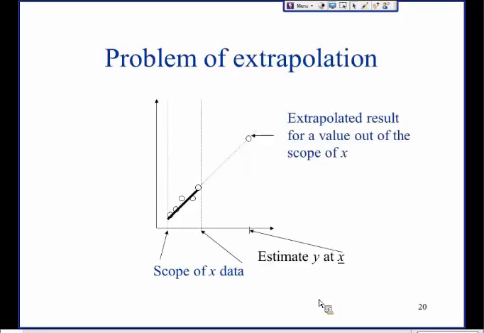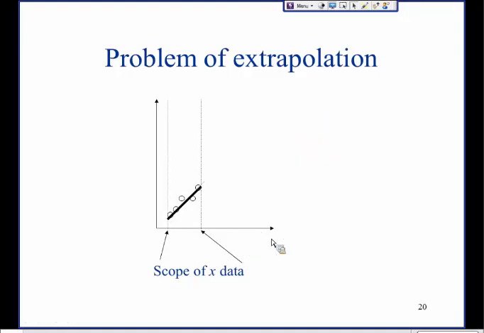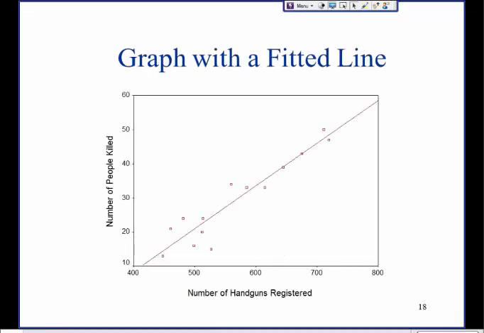An important thing you need to know is that once you found that model, it is only good for the range of data that you used for building that model. So in that data, the number of handgun registrations ranges from 400 something to 700 something. So this model is only good for data between 400 something and 700 something. Outside of that range, you don't have data, so you cannot use the model to predict whatever is outside. You don't want to extrapolate.